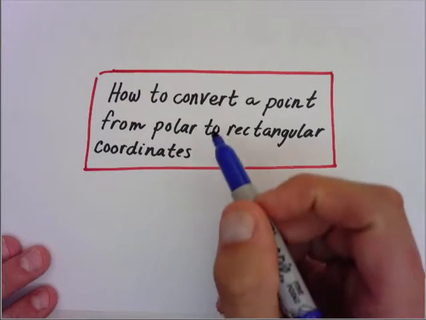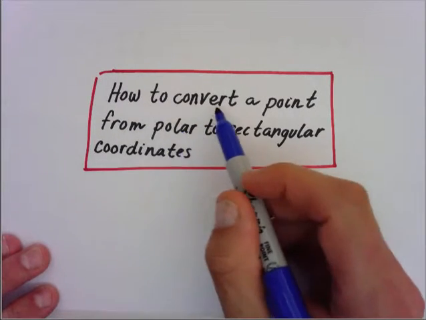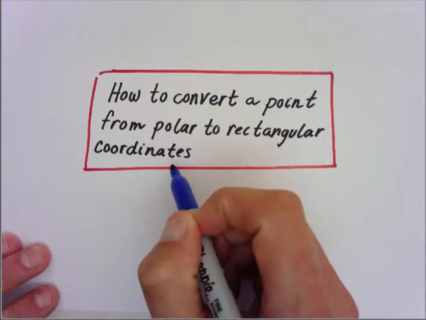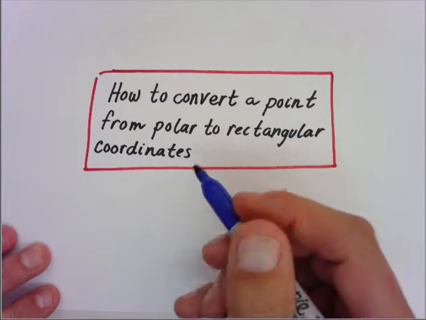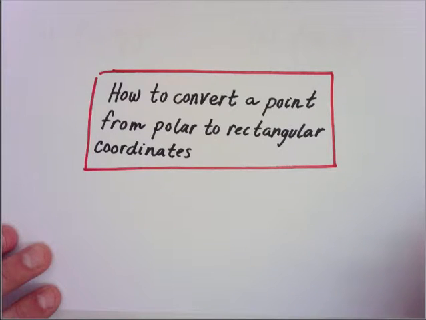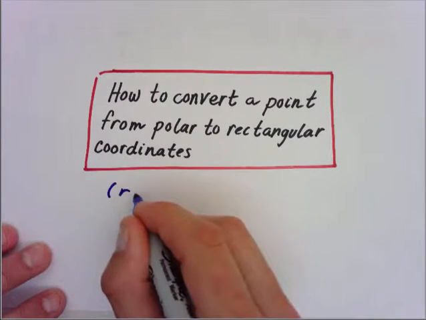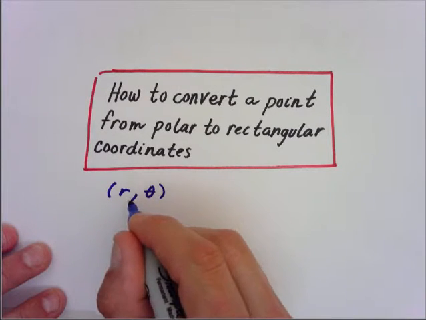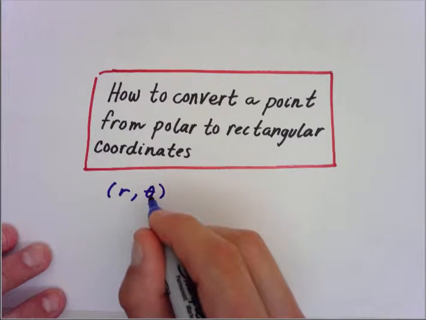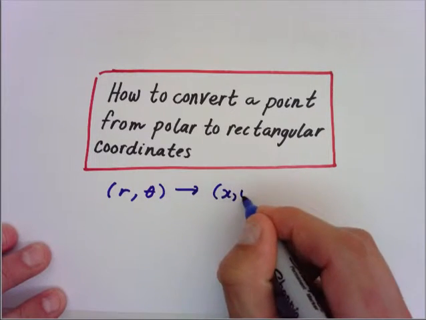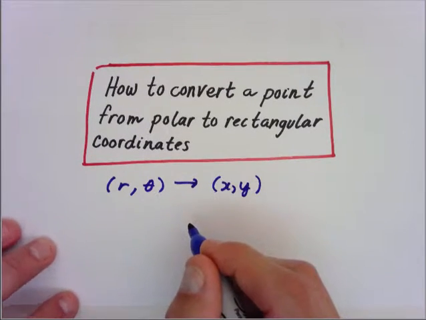In this video, what I'm going to do is show you how to convert a point from polar to rectangular form, or rectangular coordinates. Really, the idea here is we're looking at going from r comma theta, a radius or distance and an angle, to x comma y. And what you're going to use is the relationship.